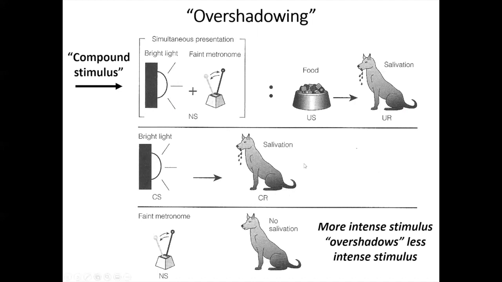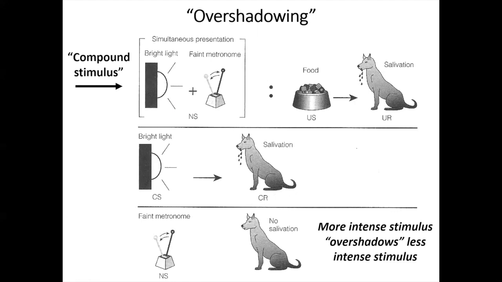But when the faint noise appeared with the bright light, when he used the noise and the light together as a compound conditioned stimulus, the greater intensity of the bright light caused it to overshadow the faint noise, meaning that the faint noise did not become a conditioned stimulus for these dogs.